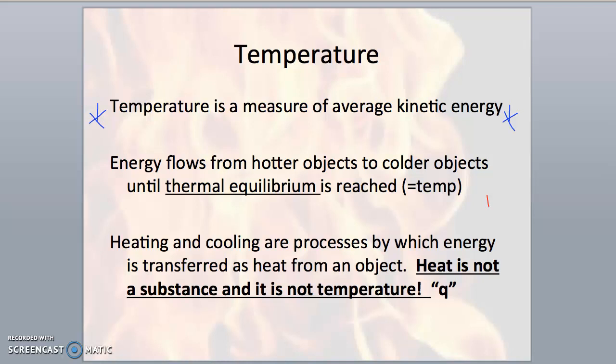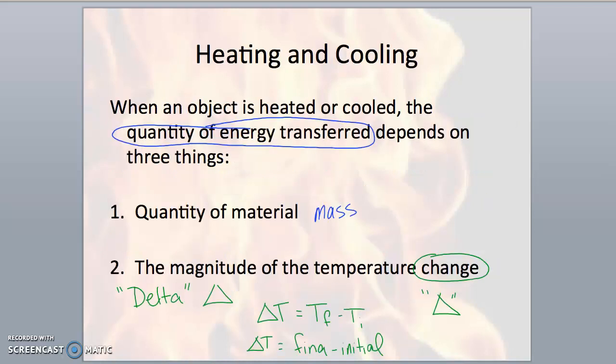Heat flow is really a transfer of energy in the form of heat. So it's important to realize that it is not a substance or a temperature. Heat is energy, and we will represent it with the lowercase q. There are three important values that dictate the amount of energy transferred.